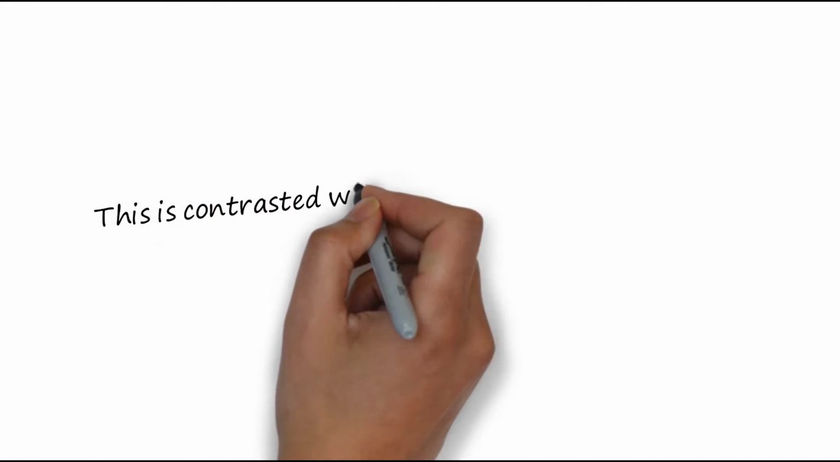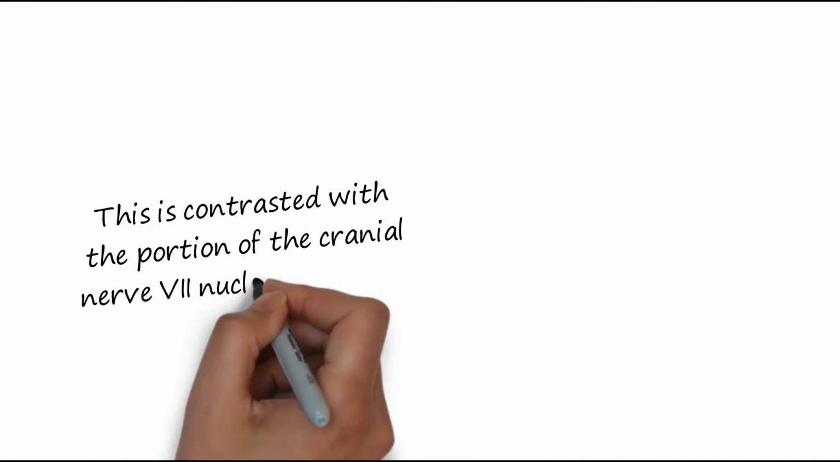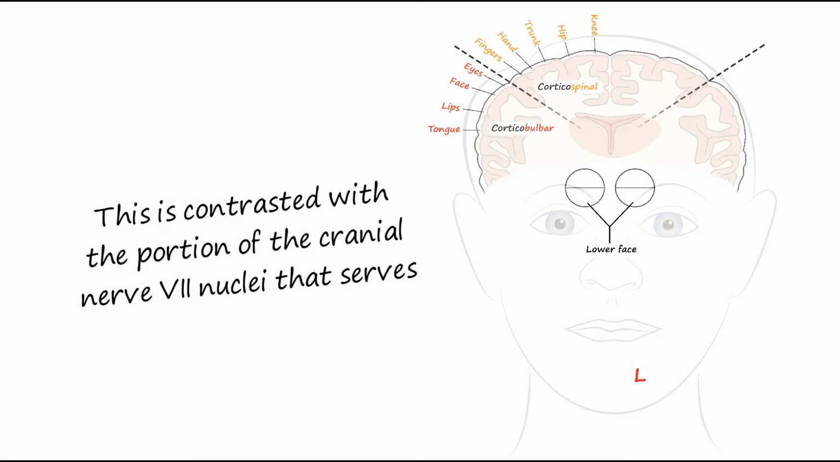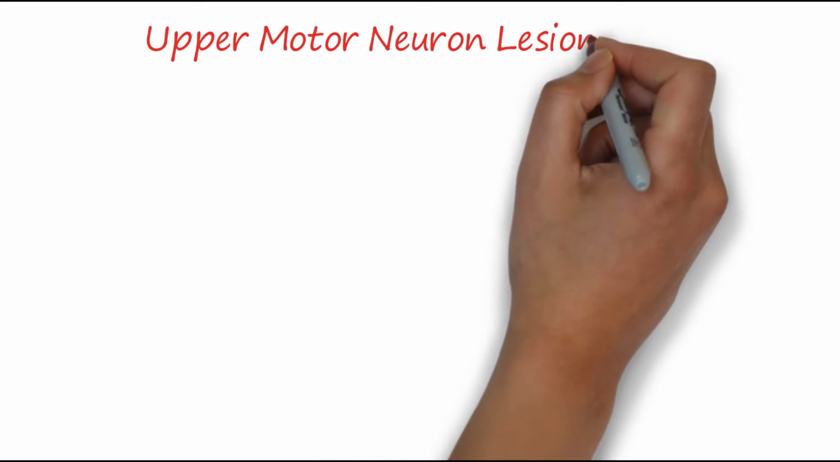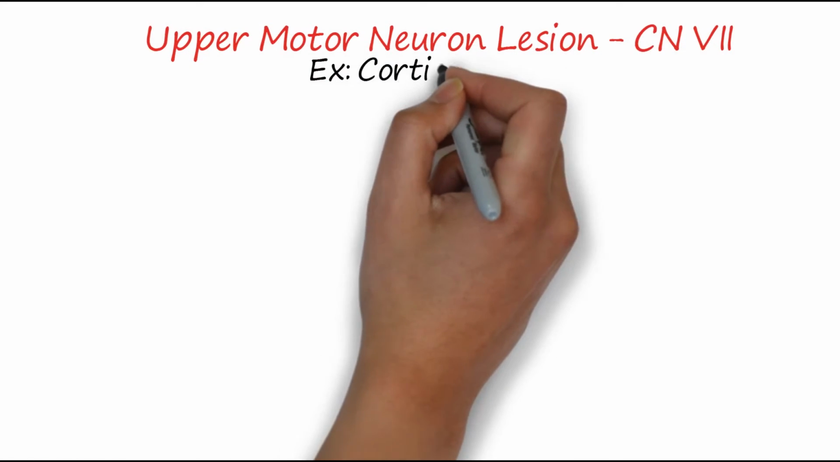This is contrasted with the portion of the cranial nerve 7 nuclei that serves the lower portion of the face from the mid-cheek downwards and only receives contralateral innervation from the cortex. That is to say that the left lower face only receives innervation from the right motor cortex. Let's explore how this unique innervation is clinically relevant for facial weakness.